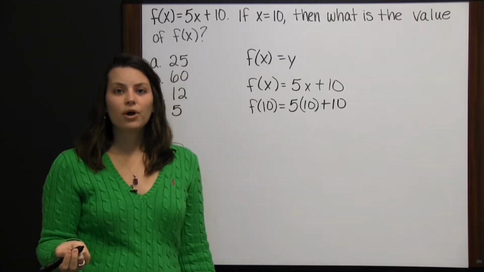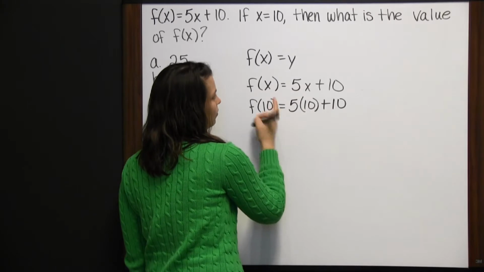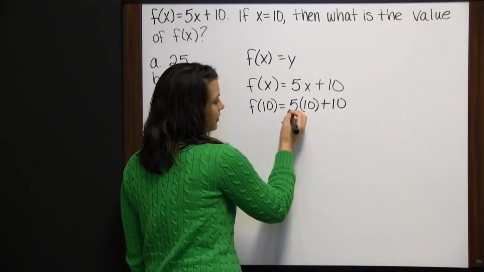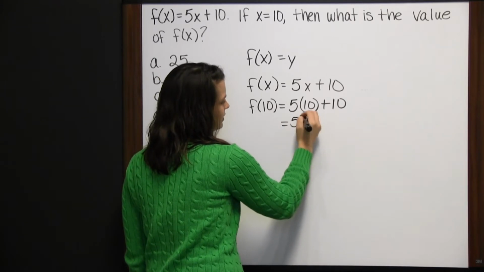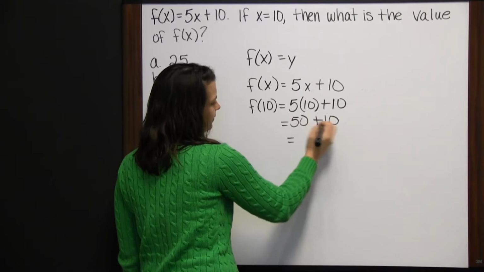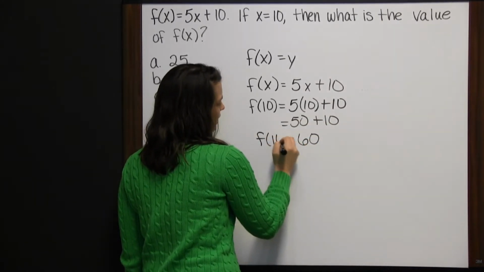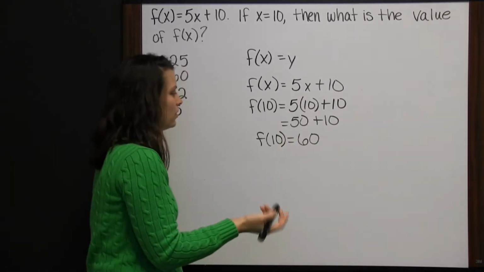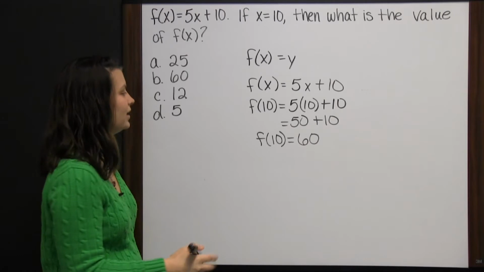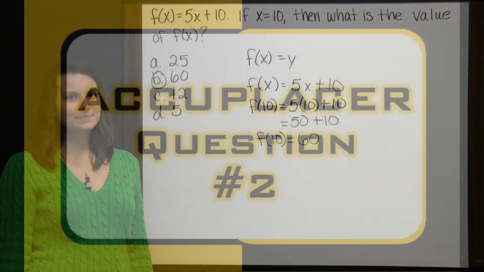And now we follow our order of operations to simplify and find what f of x is. So first we would need to multiply. 5 times 10 is 50, plus 10. And then we add 50 and 10, and we get 60. So f of 10 is 60, or f of x is 60, or y is 60. But either way, our answer is 60.